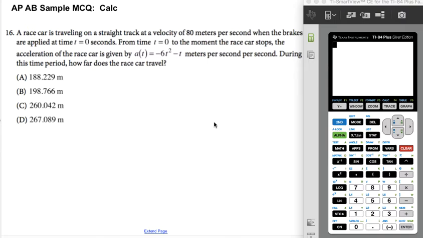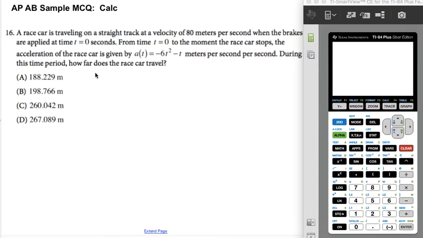Okay, so here we have another calculator problem that actually requires a calculator based on the answers. A race car is traveling on a straight track with a velocity of 80 meters per second when the brakes are applied at time t equals 0 seconds. From time t is 0 to the moment the race car stops, the acceleration of the race car is given by this equation in meters per second per second. During this time period, how far does the race car travel?